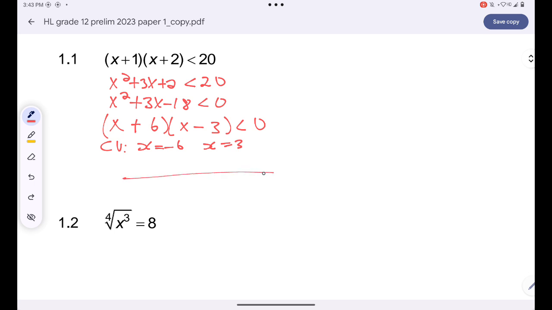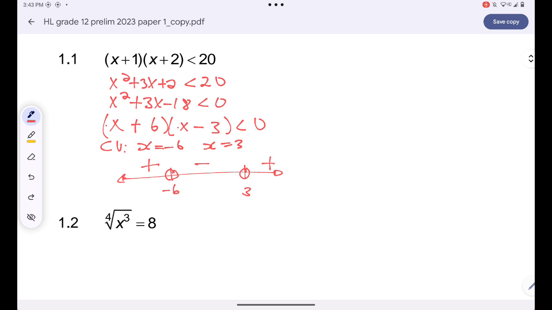And then place them on the number line so that you can read off your answer properly. We have negative 6 and 3. Both of them are not included because there's no equal sign. Since the coefficient of x inside the brackets has the same sign, I will have a plus over there. And then immediately whenever I cross over the critical value, that sign changes. Over here it will be minus, and it will be plus again.